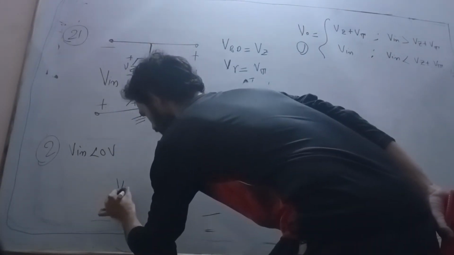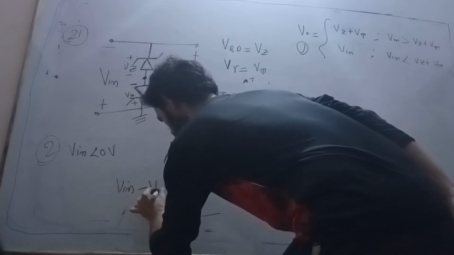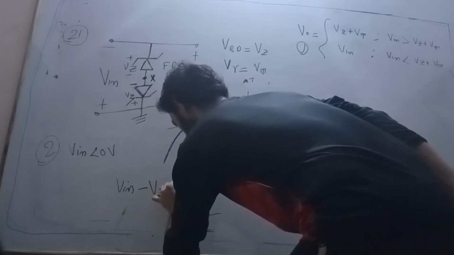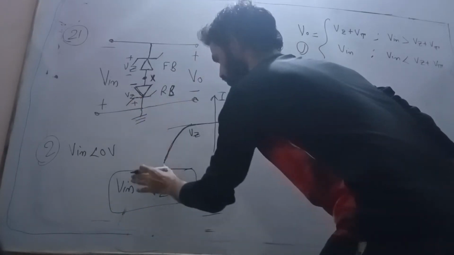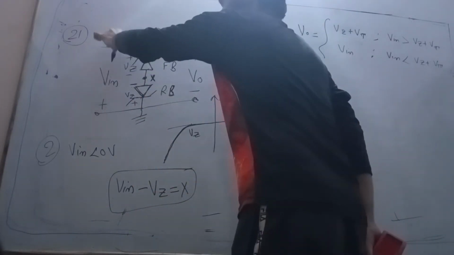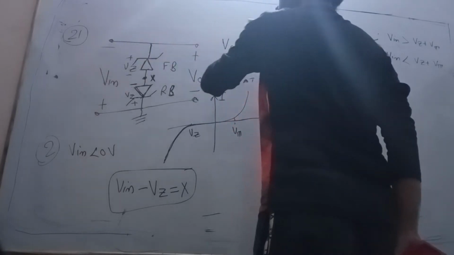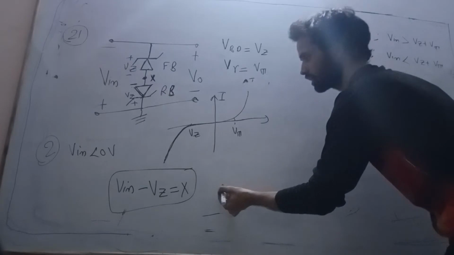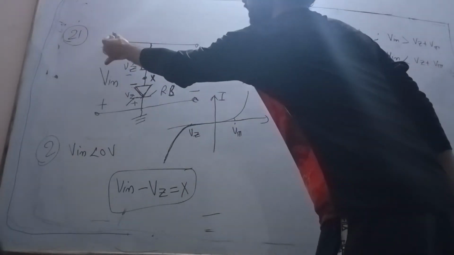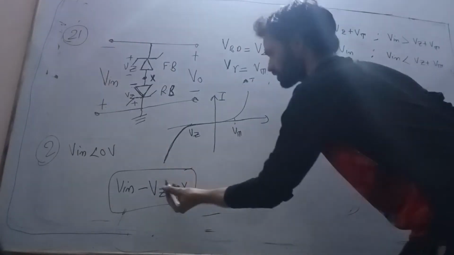So it is V minus Vz, and x is equal to x voltage. Okay, so now my x voltage is this. It is similar to the first case that we have done. The difference is only that it is negative. Okay, it is in reverse direction.